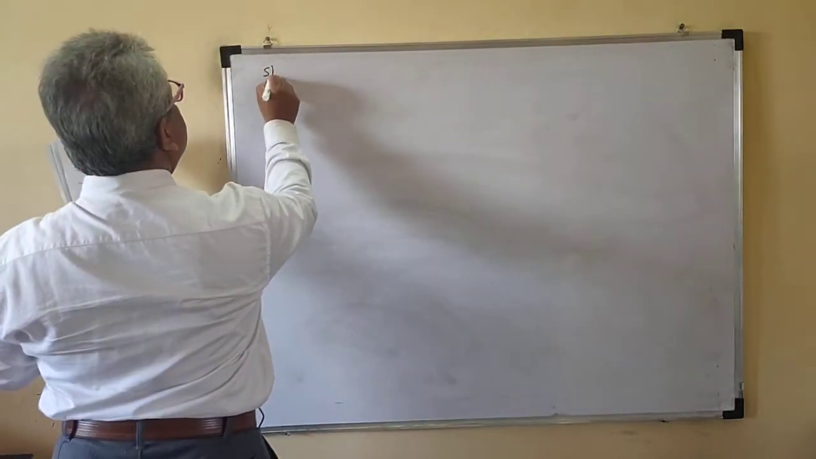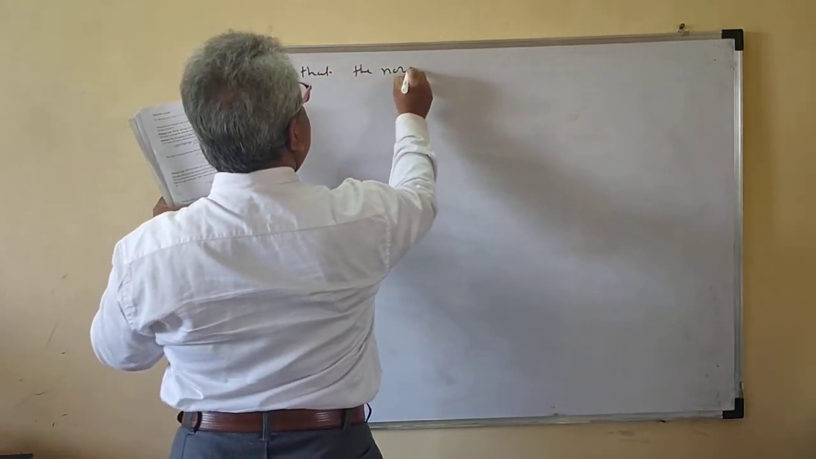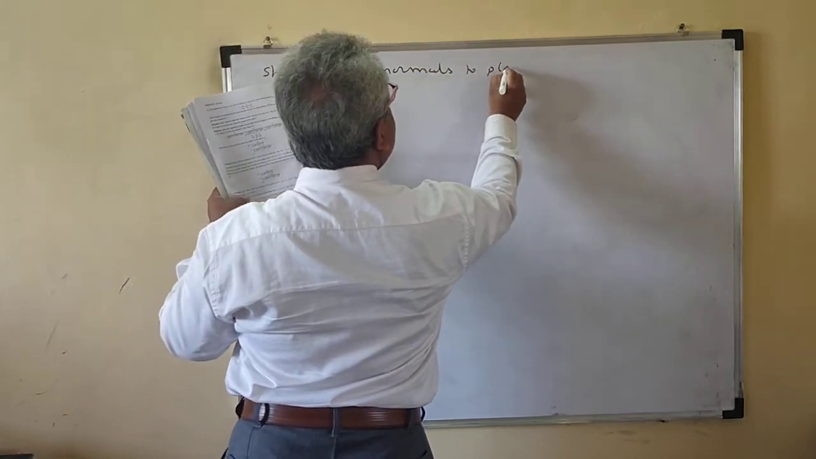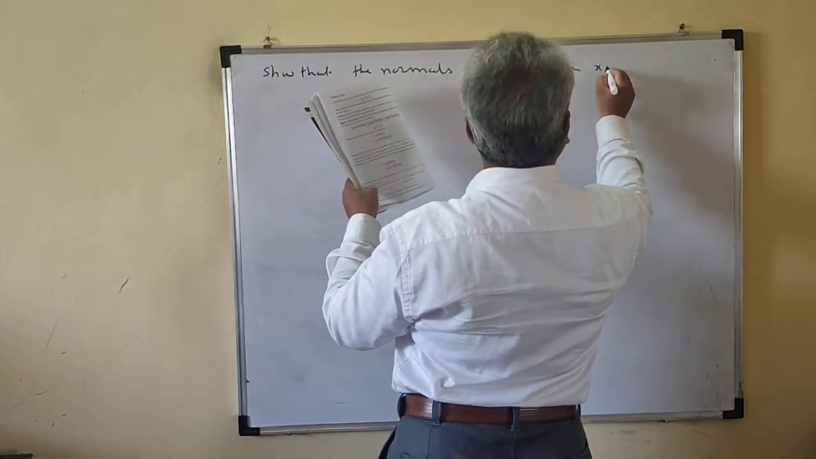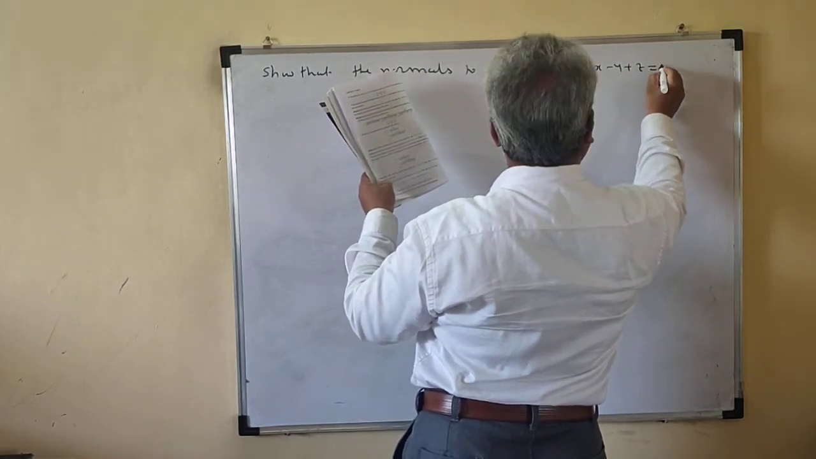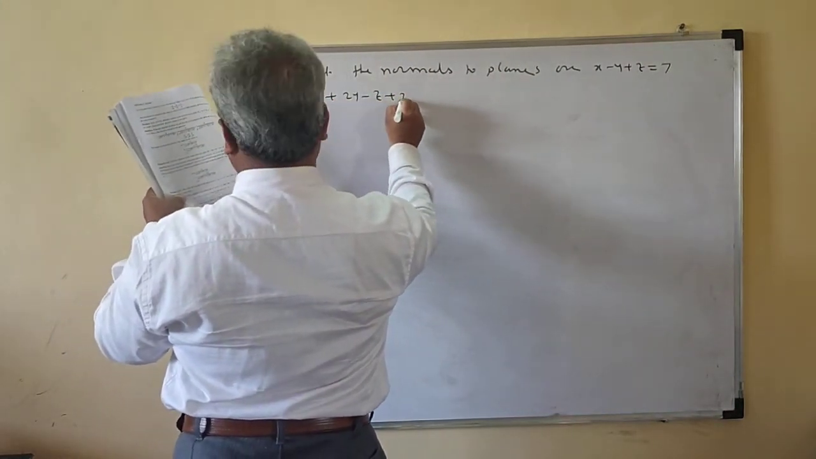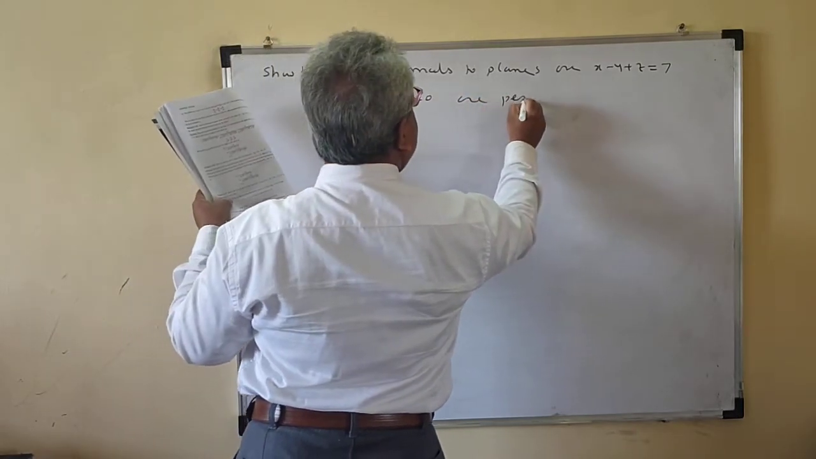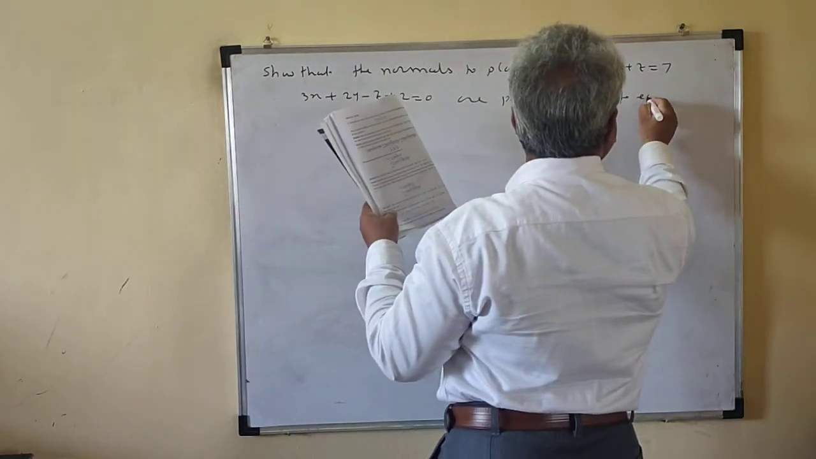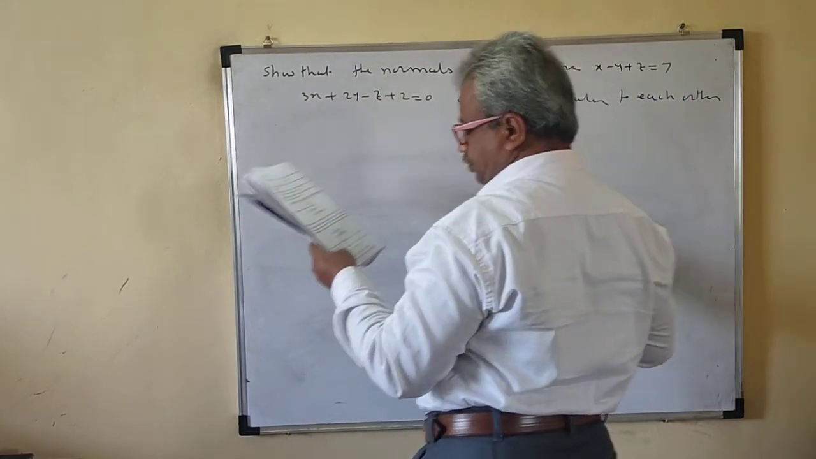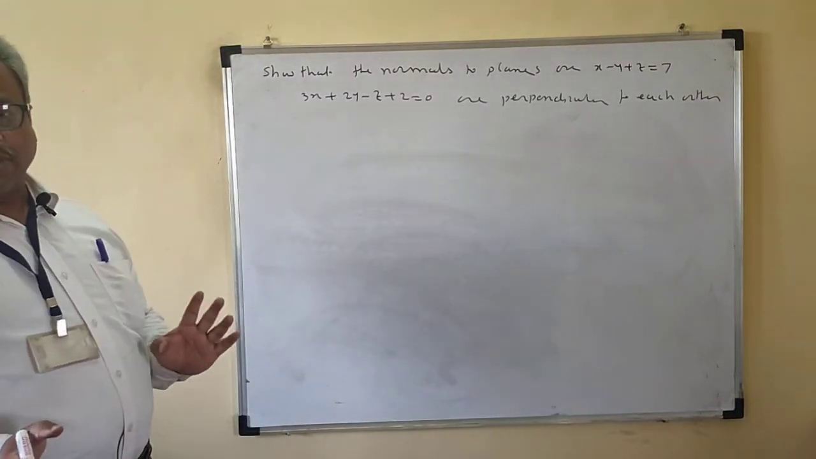Show that the normals to the planes x minus y plus z is equal to 7, 3x plus 2y minus z plus 2 is equal to 0 are perpendicular to each other. Or show that these planes are perpendicular to each other.